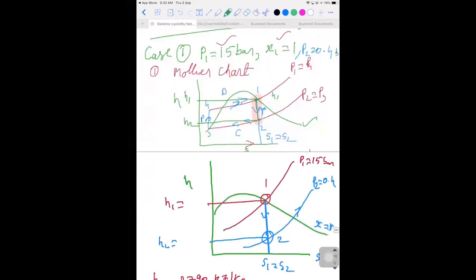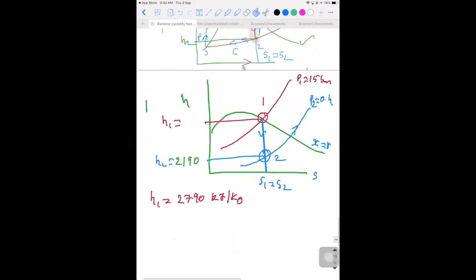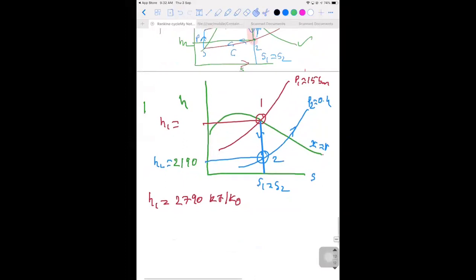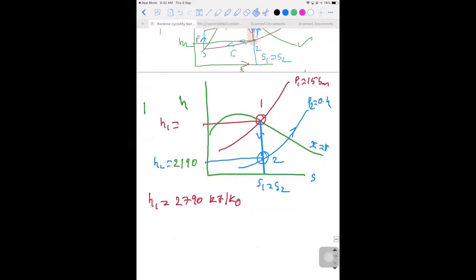Now, this is equal to 2190. This is the value of H2. Yes, sir. 2190, so many kilojoules per kg.